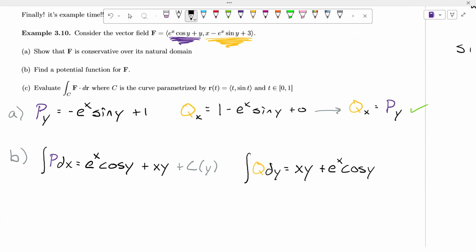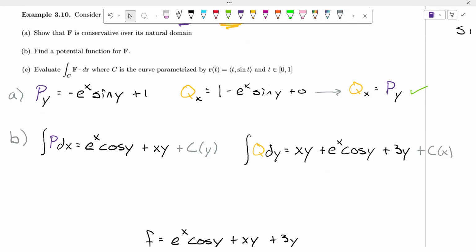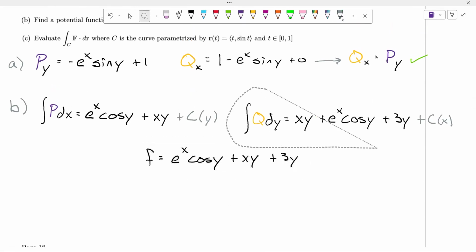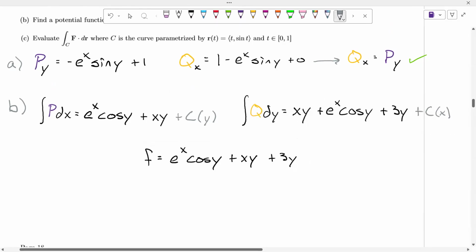And what's up next? I've got a plus 3y. Right? Integral of 3 should be 3y. And again, I'm going to add in a plus c to the end of that integral. But just like last time, I'm going to say that thing is going to be a plus cx. Right? It's going to be all of my constant terms and all of my terms that depend only on x. And finally, I want to combine those two parts back into my original function, my potential function, to come up with this function here, e to the x cosine y plus xy plus 3y. That's at least what I'm going to claim that we get here.